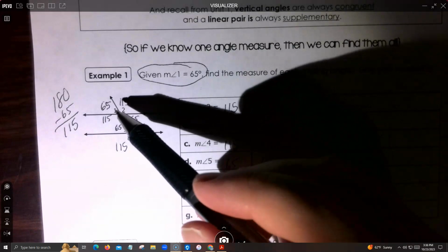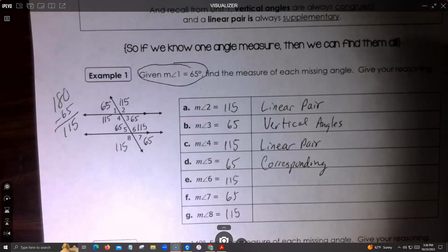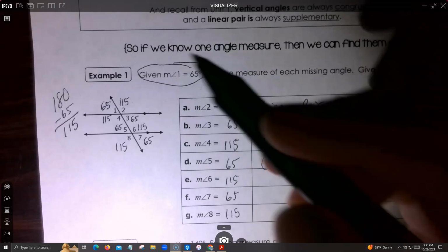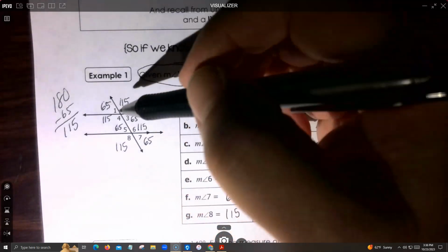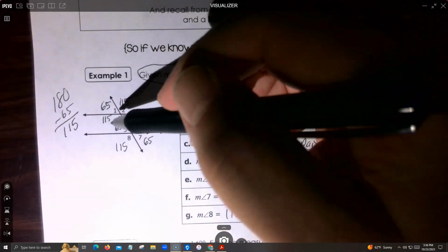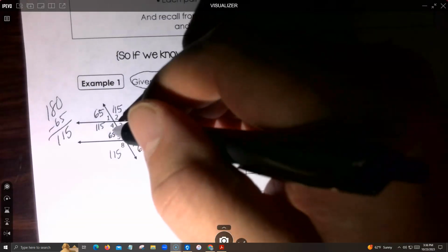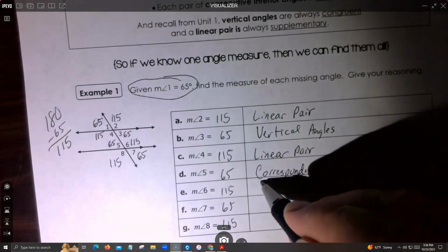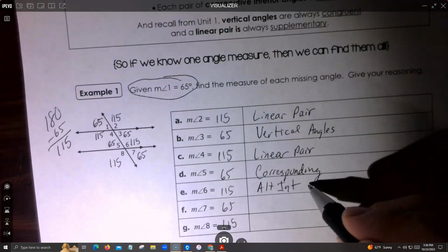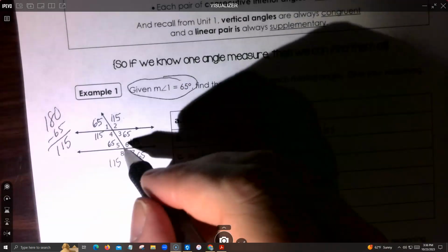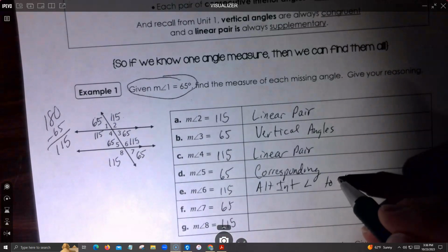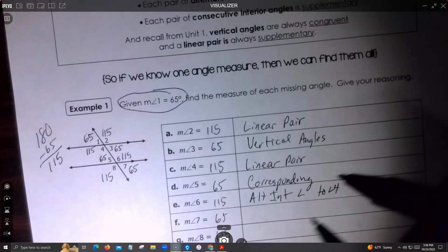1 and 6 are nothing. Okay, so I would just write, well, let's see. What else could I do? I could do 4 and 6, alternate interior angle, if I don't have a reason. I can put down alternate interior angle to 4. So I'm putting something down. Okay, alternate interior angle to angle 4.